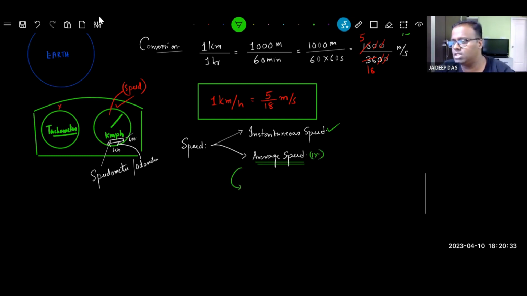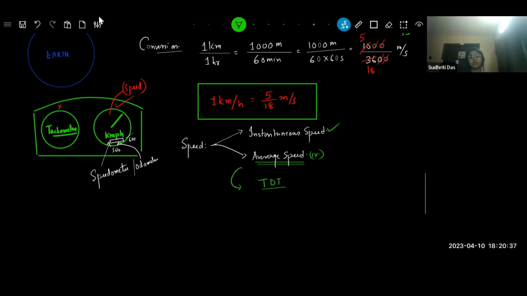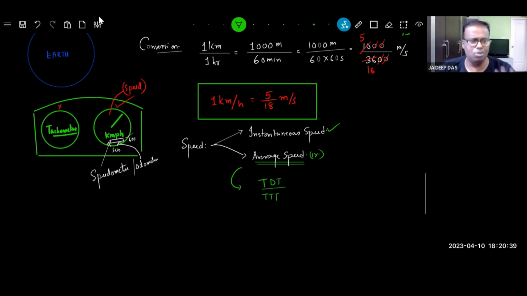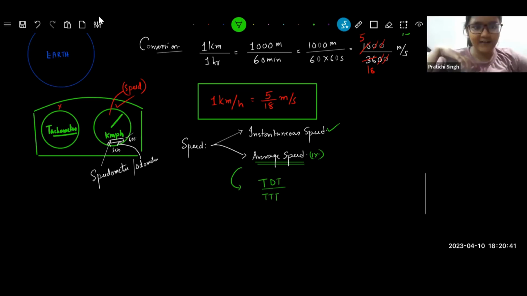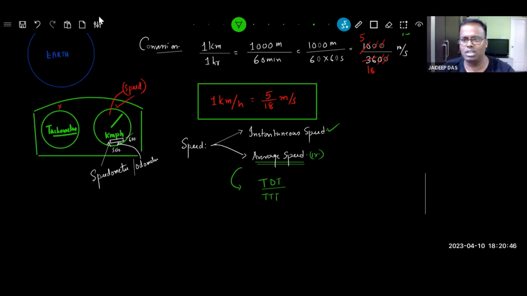Average speed, the formula is very simple. TDT divided by TTT. The easiest way to remember. TDT, total distance traveled, divided by total time taken.